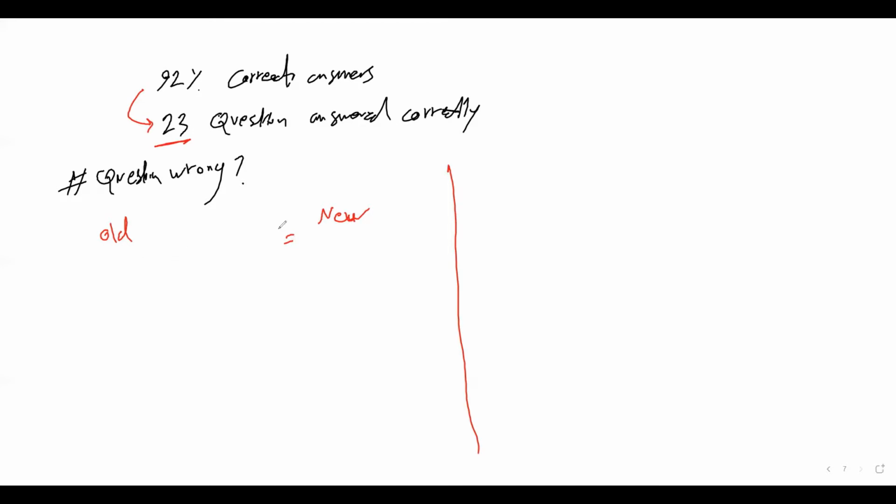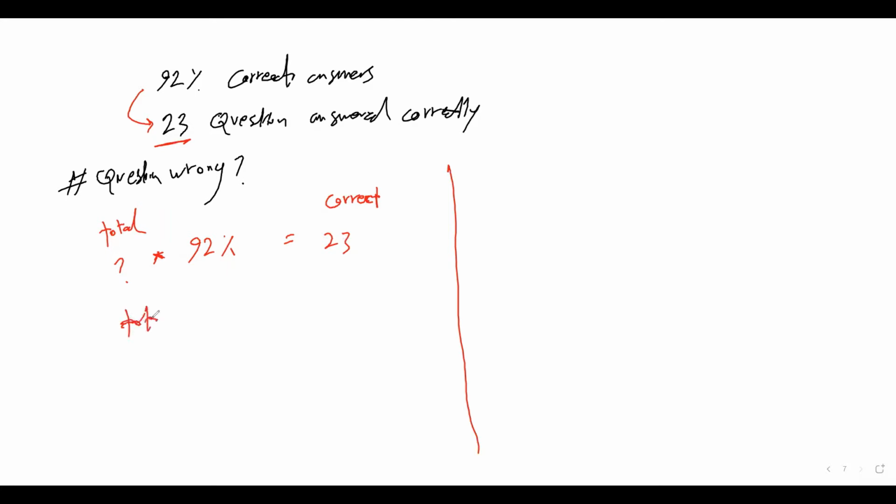92% of this is 23. So 92% times, I better not use the old and new because that confuses you. Basically, this is the total number of questions. This is the correct questions, the correct answers, right? And the total number of questions times 92% should be 23.